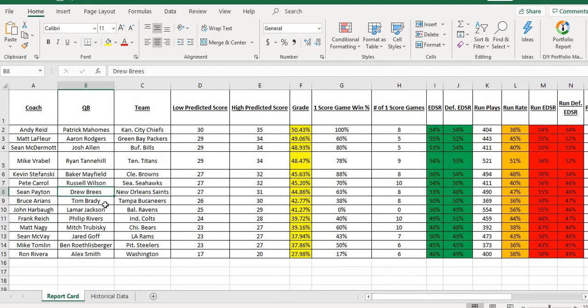What I do give a lot more credence to is their record versus good pass rushing teams. So the Buccaneers have 5 losses this year.